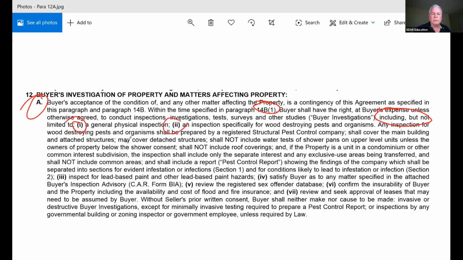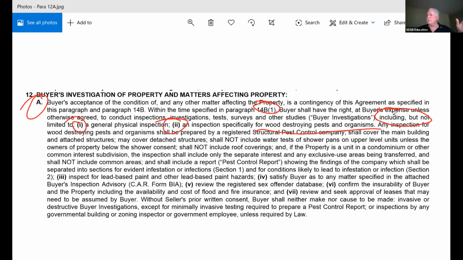Number 2, an inspection specifically for what? Wood destroying pests and organisms. Okay. And then here is the paragraph for those of you who've been in the business for a long time. Here's that paragraph that we sucked out of 4A and we put it back in here under 12 because it applies to the buyer. Okay. So here it is, and I'm just going to read it. I'm not going to highlight.